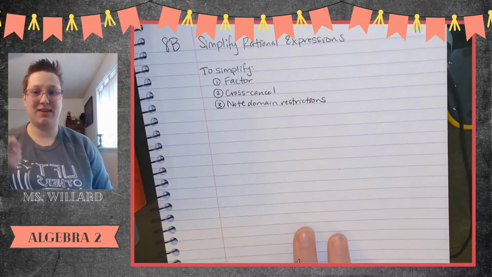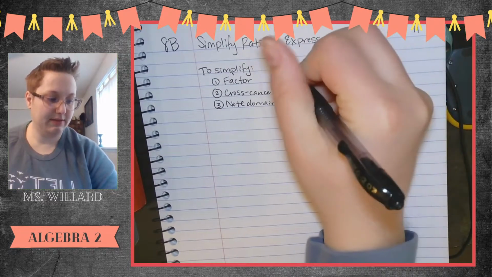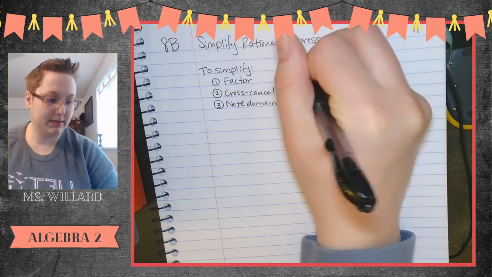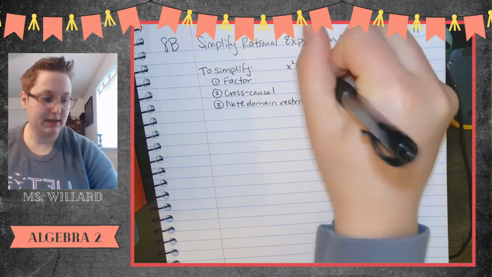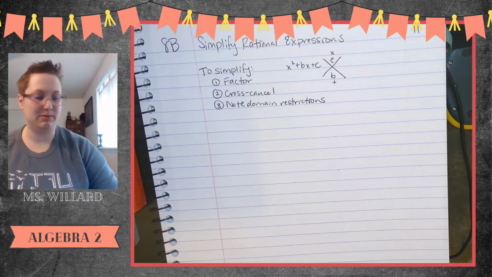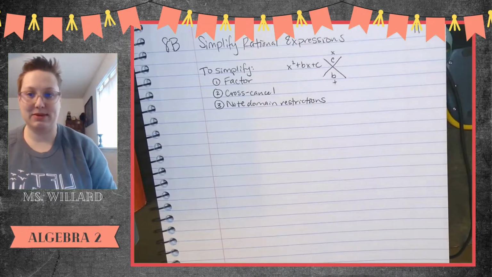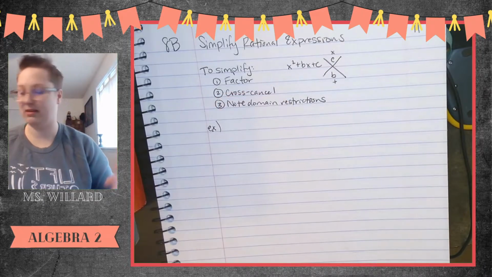So to simplify, we're going to first factor. Factoring is that X puzzle. Just as a reminder, if I have x squared plus bx plus c, c goes on top, b goes on bottom. And it's what multiplies to get the top, adds to get the bottom. And then the two terms become x plus whatever, x plus whatever. So let's just do an example, and then I'll explain the rest of it as we go.